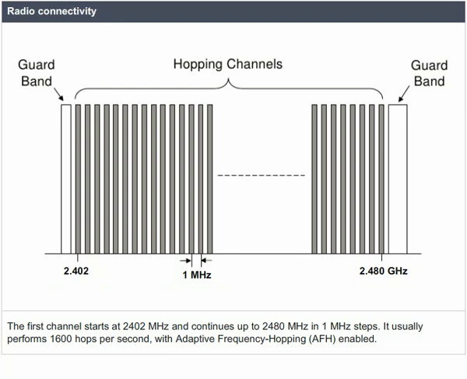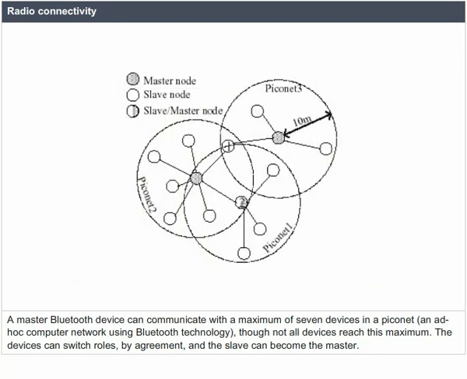It usually performs 1600 hops per second with adaptive frequency hopping, AFH, enabled. Communication and connection. A master Bluetooth device can communicate with a maximum of 7 devices in a piconet. That is an ad hoc computer network using Bluetooth technology, though not all devices reach this maximum. The devices can switch roles by agreement, and the slave can become the master.